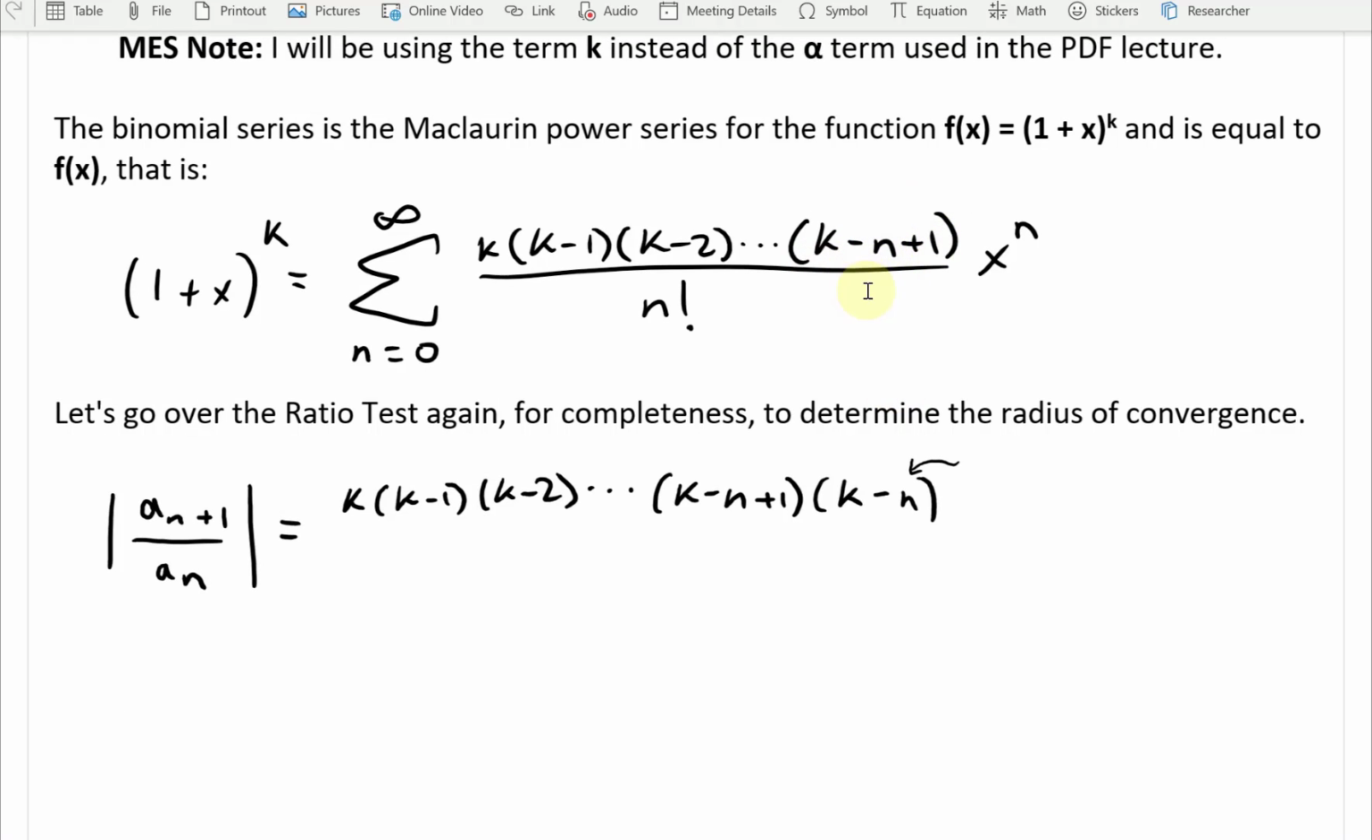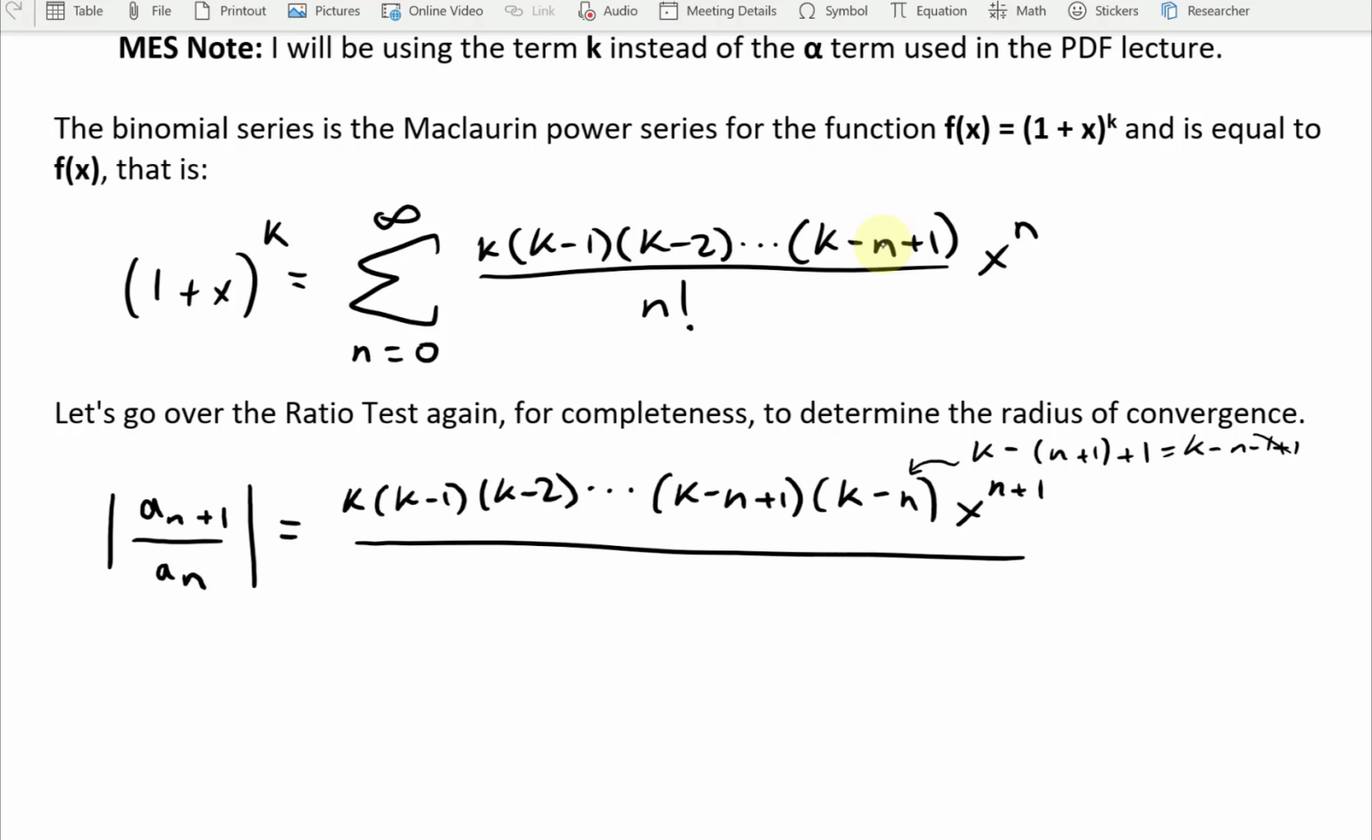So when you plug in n plus 1 inside there, you're going to get k minus n plus 1 plus 1. So then this would be minus n, then minus 1, k minus n minus 1 plus 1. So these just cancel, and we're just left with that over there. So this is going to be x to the n plus 1, and I'll divide this by n plus 1 factorial.